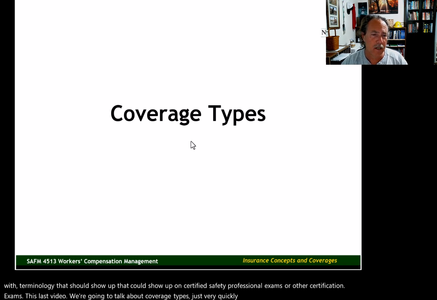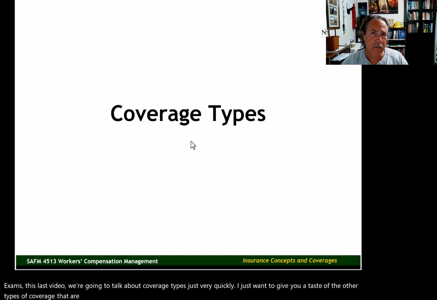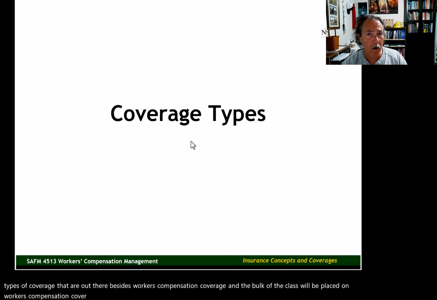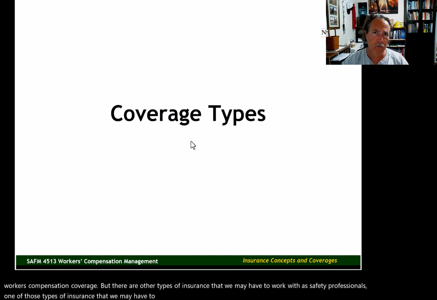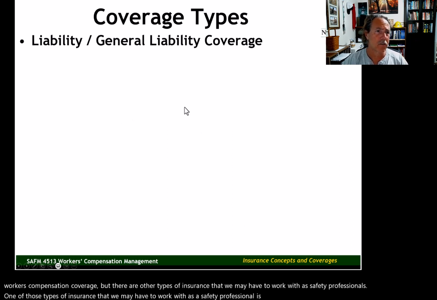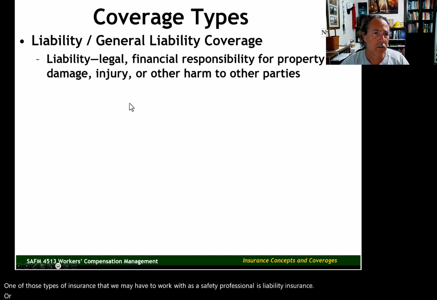I just want to give you a taste of the other types of coverage that are out there besides workers' compensation coverage. The bulk of the class will be placed on workers' compensation coverage, but there are other types of insurance that we may have to work with as safety professionals. One of those is liability insurance, or general liability insurance. First of all, let's talk about what we mean by liability, probably a familiar term to most of you.